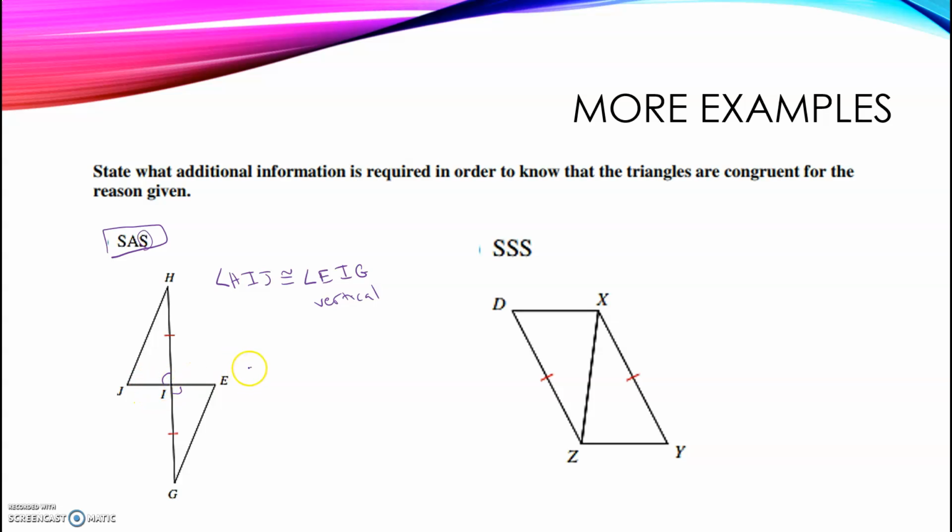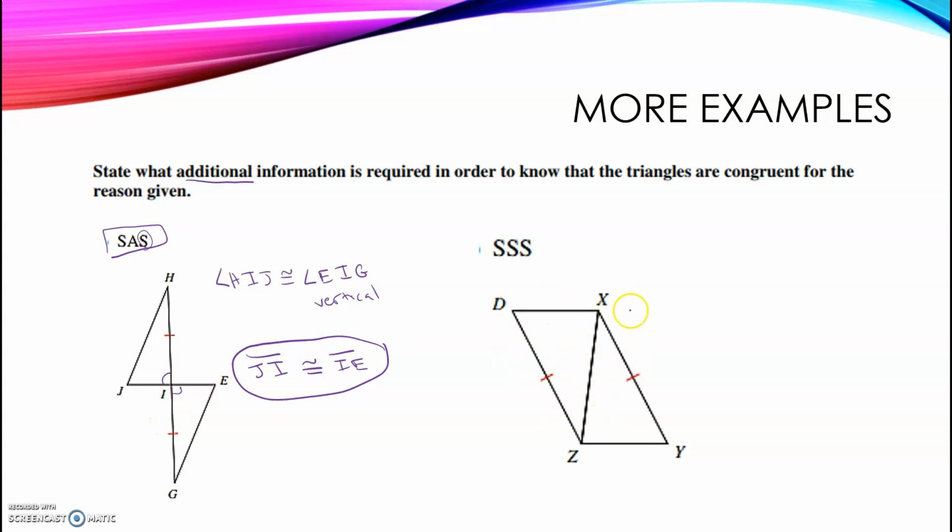So we need JI to be congruent to IE. This is the actual answer, right? What additional information do you need to prove these are congruent by side, angle, side? We have side, we have angle, we need side. So we need that JI is congruent to IE. And then we could say side, angle, side. All right, moving on to the next one.